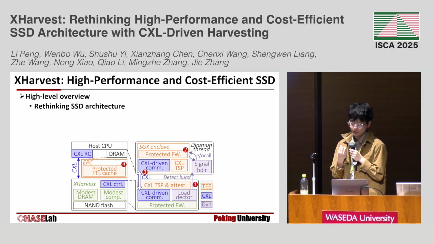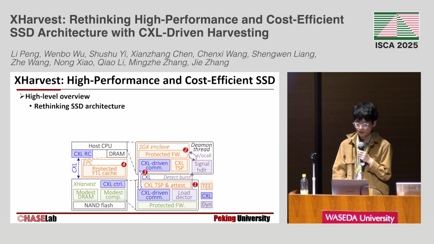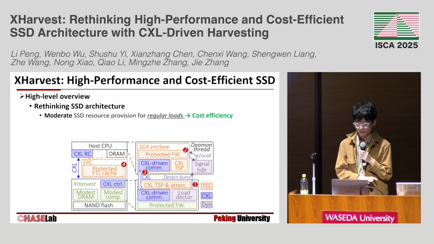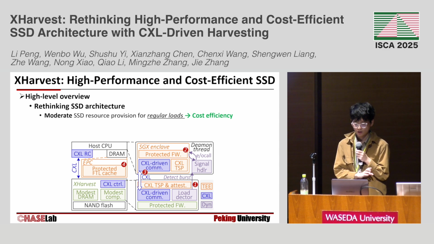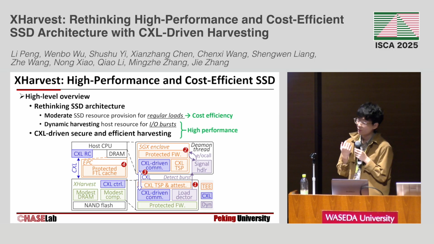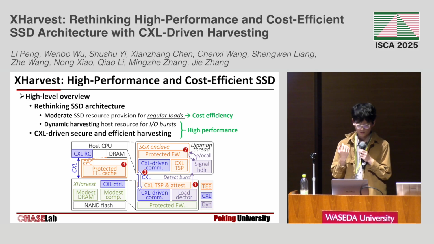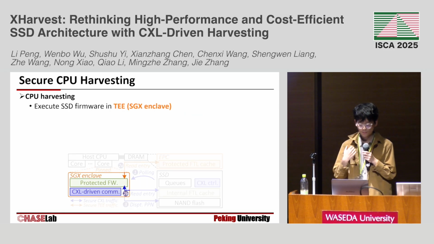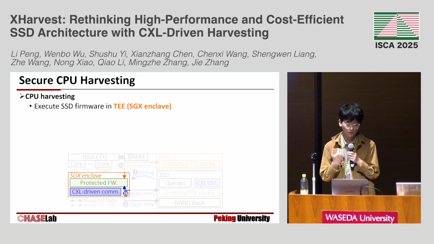Our XHarvest rethinks the SSD architecture. It retains moderate resources within the SSD, which isolate the SSD internal tasks such as FTL and user applications on the regular IO loads. This moderate resource provision also ensures cost efficiency. To sustain high IO performance, XHarvest utilizes a CXL-driven, secure and efficient harvesting mechanism to cope with IO bursts. Let's begin by detailing our secure CPU harvesting design.